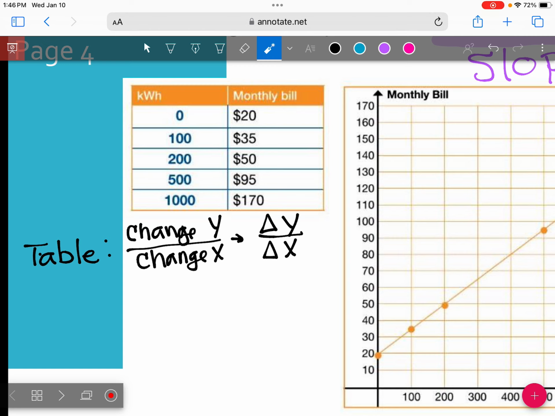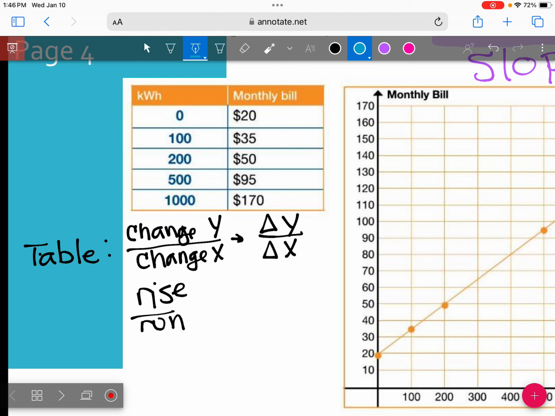Another way, remember how to do that? What do we say? What over what? Rise over run. These are all ways to do that. And so we can look in our table to find out how that happens.